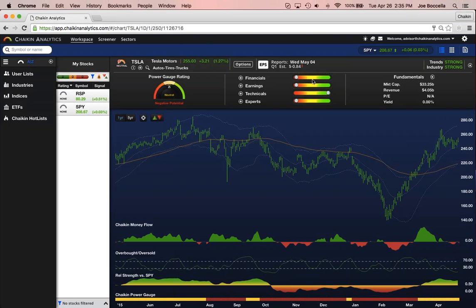If you look at it objectively, it's in awful condition. Financials are a complete mess. Earnings are a mess. Experts' opinions are a complete mess. On technicals, you have really strong performance versus the overall market and plenty of volume, but overall we're still very skeptical about it.